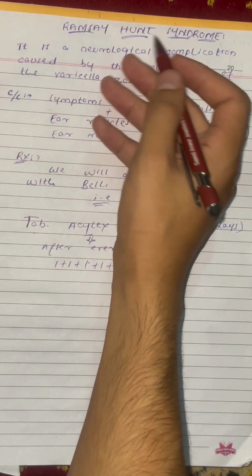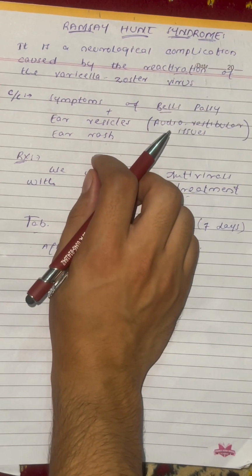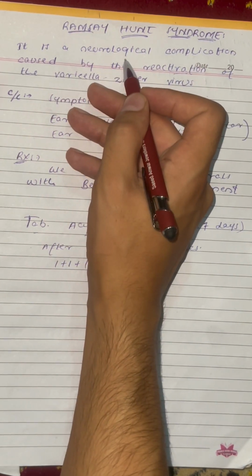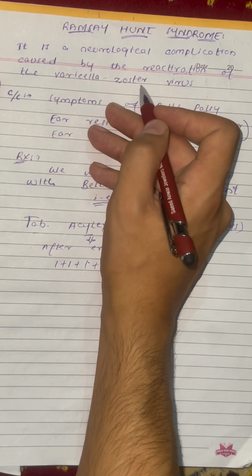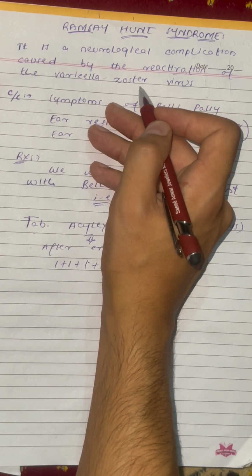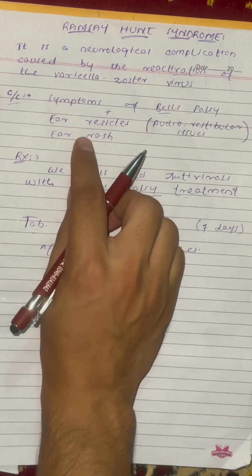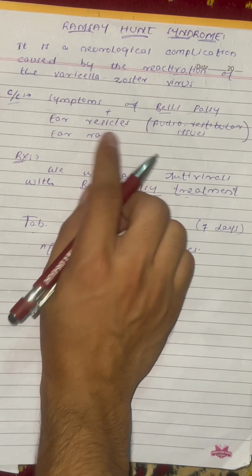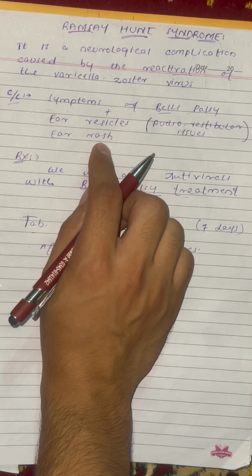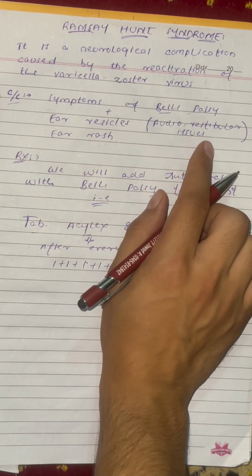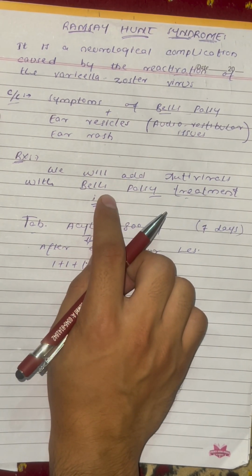Let's talk about Ramsay Hunt syndrome now. So it is a neurological complication caused by the reactivation of the varicella zoster virus. So the patient will come with a chief complaint of symptoms of Bell's palsy, and additionally he will have problems in the ear, that is ear vesicles or rashes, or audiovestibular issues, right? So we will diagnose it as Ramsay Hunt syndrome.